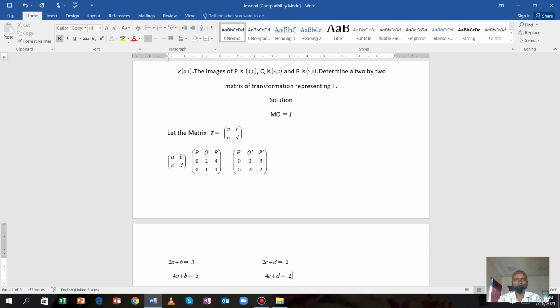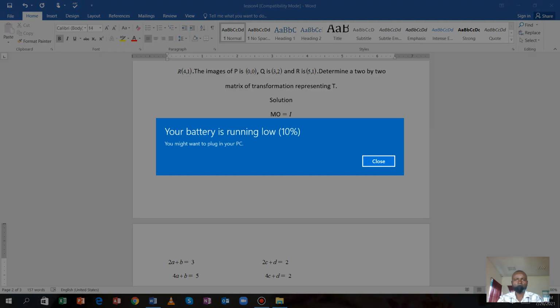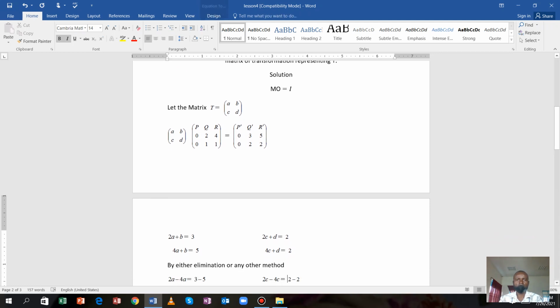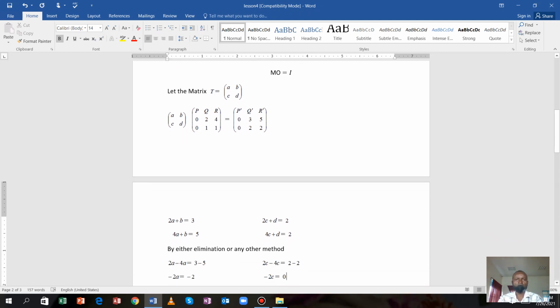The image is P prime, Q prime, R prime. It is given if you look at the question. So you multiply now. You know we are following MO equals I. So multiply that matrix times the object.